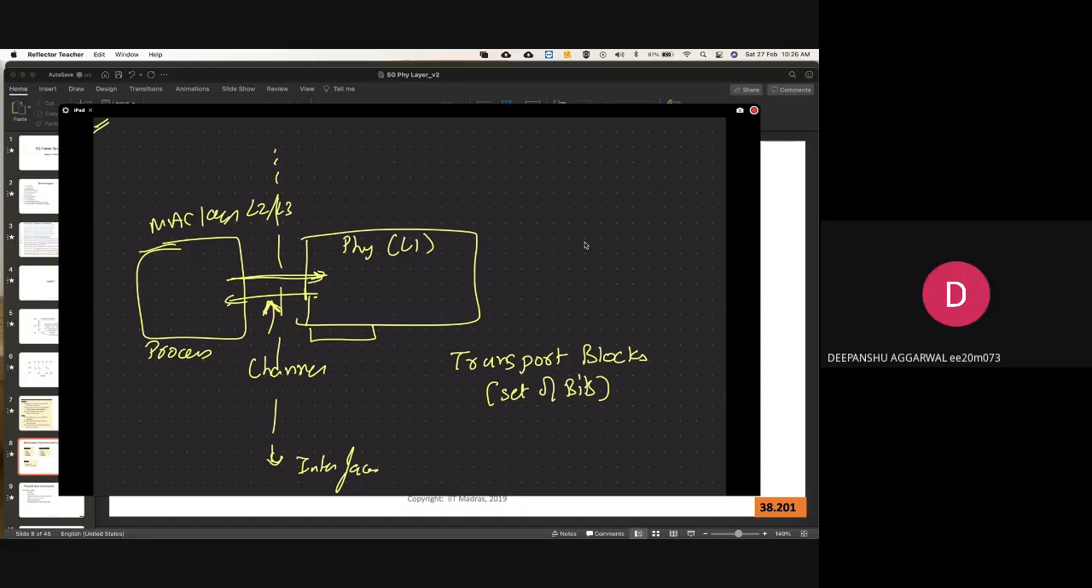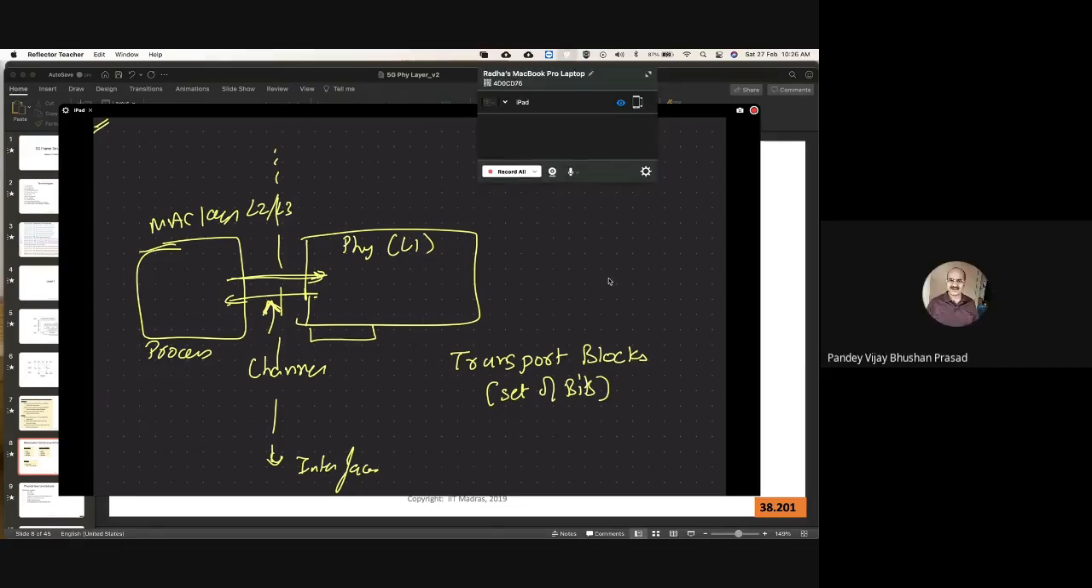Can we say that uplink channels are from MAC to physical and downlink channels are from physical to MAC, or both are bidirectional? Both sides are duplex. I will come to that. Let's open 38202, it will become clear.